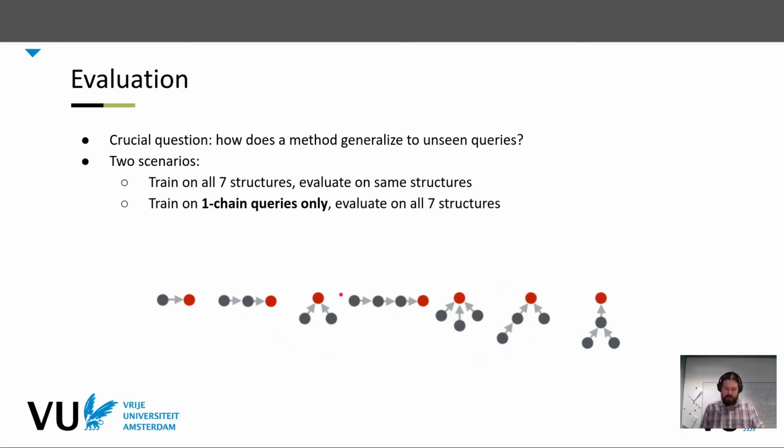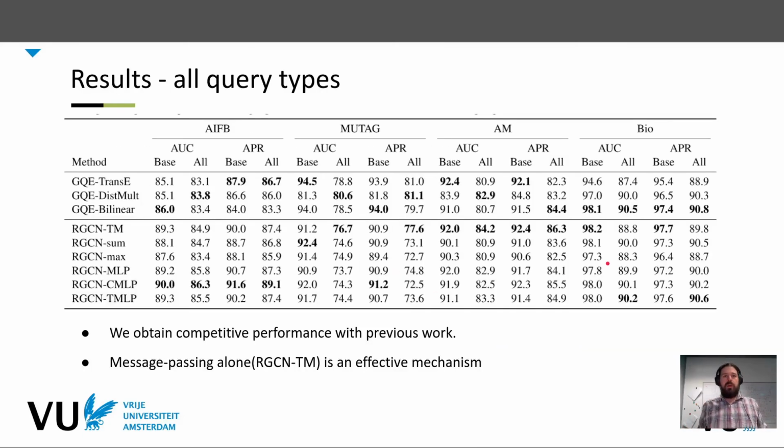What is exciting about that is that if this works, we can go from very simple training on very simple things to working well on all these structures. It basically means that this could potentially also scale to all possible queries which are out there. This is for all query types. Our system works reasonably well, outperforms, or at least comes on par with existing systems.